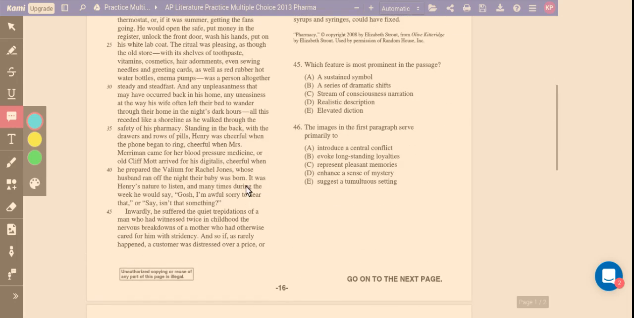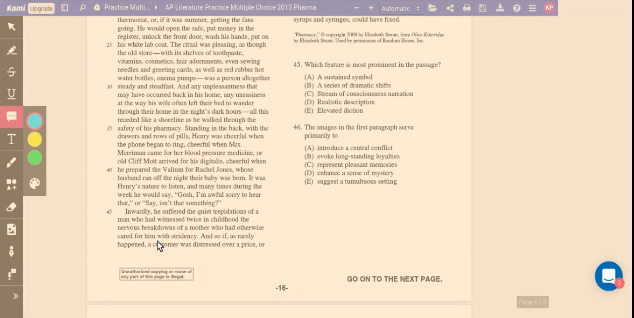So I'm going to look at this passage. It starts here. Inwardly, he suffered the quiet trepidations of a man who had witnessed twice in childhood the nervous breakdown of a mother who had otherwise cared for him with stridency. If I don't know what any of these words mean, there's a couple words here that really strike me as challenging. Trepidations, which actually means nervousness and worry. And stridency, which means confidence and doing things with care. So I might look those words up to help me understand what's going on in the passage, because you can now access all the information you want, which you wouldn't necessarily do as you're taking a test.